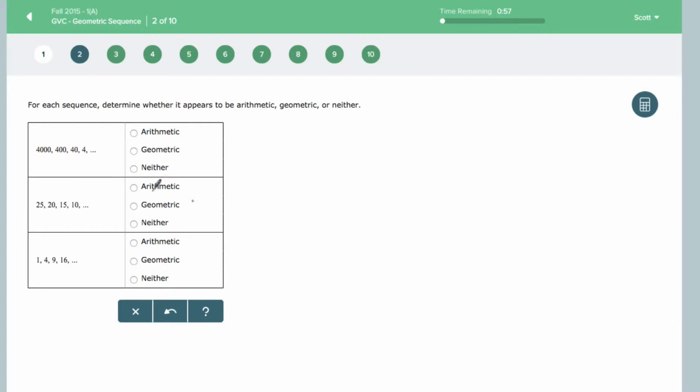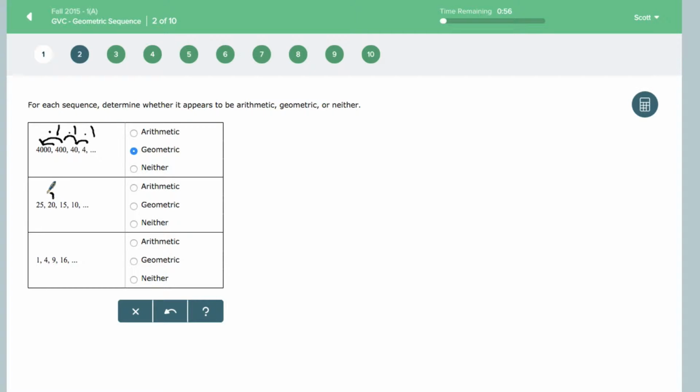So if we look at these, 400 divided by 4,000 is 0.1. 40 divided by 400 is 0.1. And 4 divided by 40 is 0.1. So we see it does have a common ratio. That common ratio is 0.1. And with a common ratio, it's geometric.